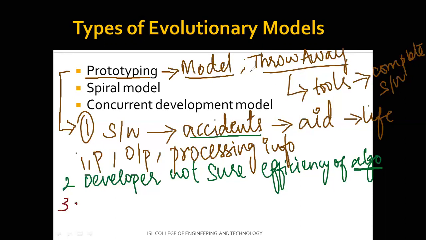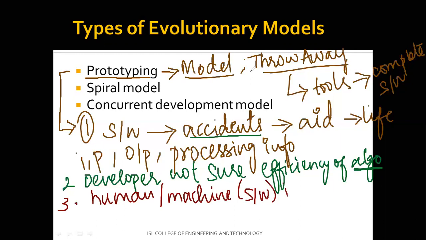Then the next one is when the developer is not sure of how the human and the machine are going to interact. Now, in here, machine is your software. You're not sure how these both are going to interact. So again, you go for the prototyping model approach. Then the fourth one is the developer is again unsure about the adaptability of the operating system.